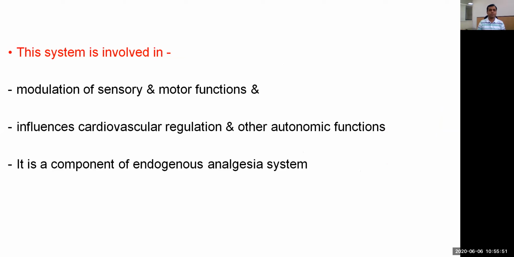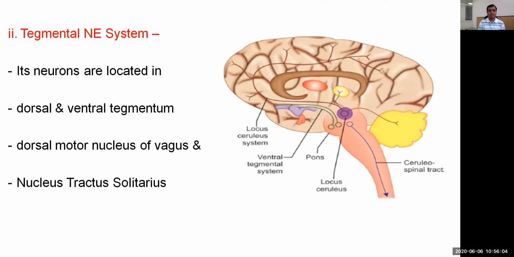This system is involved in modulation of sensory as well as motor functions, and it influences cardiovascular regulation and other autonomic functions. It is a component of endogenous analgesia system. Then tegmental norepinephrine or noradrenergic system. Its neurons are located in dorsal and ventral tegmentum, dorsal motor nucleus of vagus nerve, and nucleus tractus solitarius.